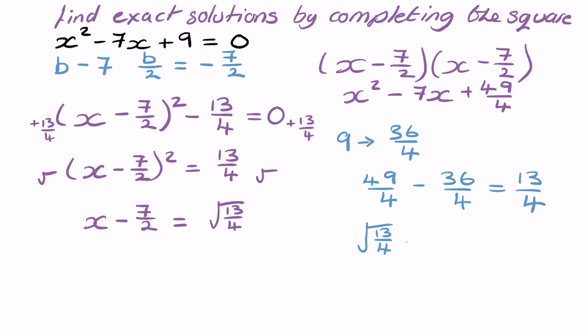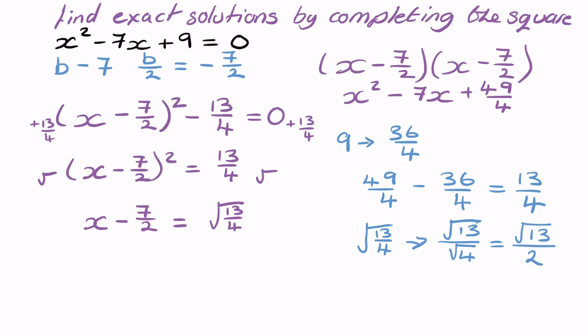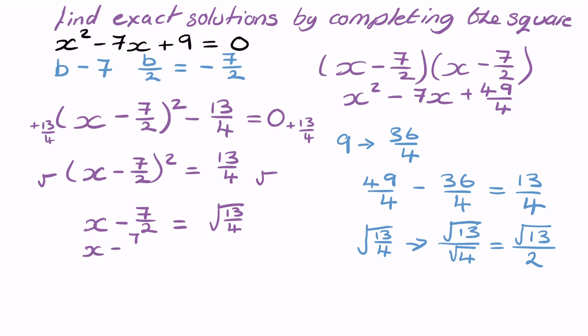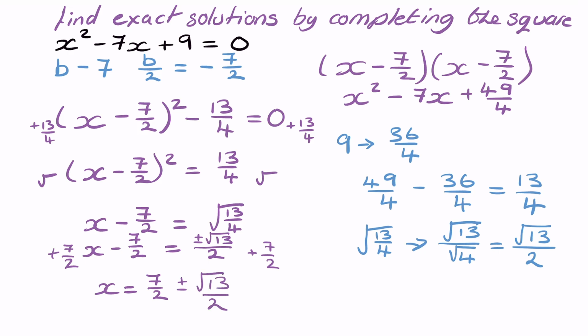is the same as the square root of 13 divided by the square root of 4, and the square root of 4 is 2. So that actually equals root 13 over 2. So that means x minus 7 over 2 equals plus or minus root 13 over 2. Then if we add the 7 over 2 to both sides, we get x equals 7 over 2 plus or minus root 13 over 2. And we'll leave that like that as they wanted the exact solutions anyway.